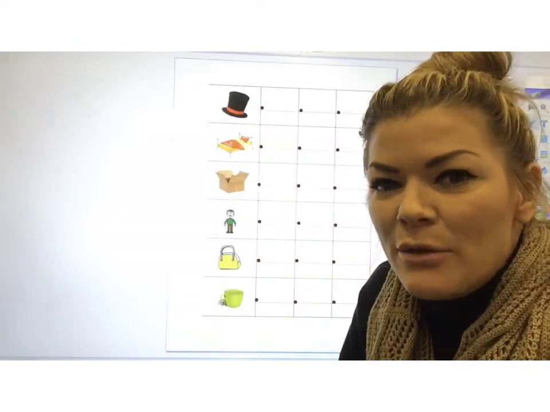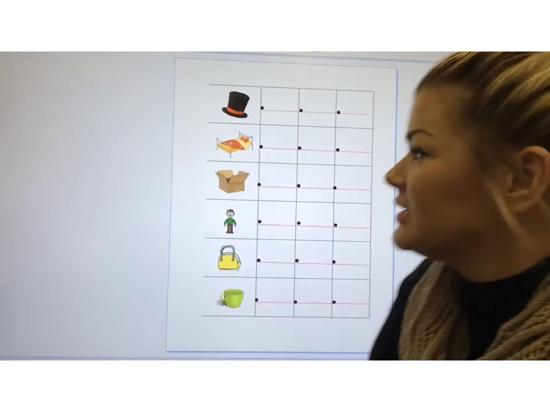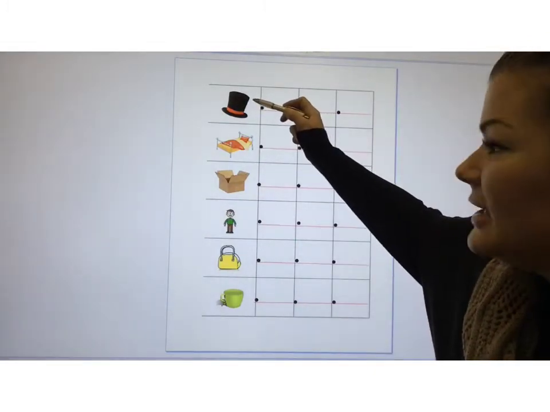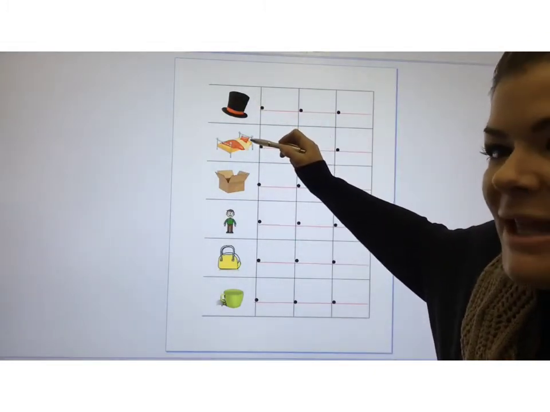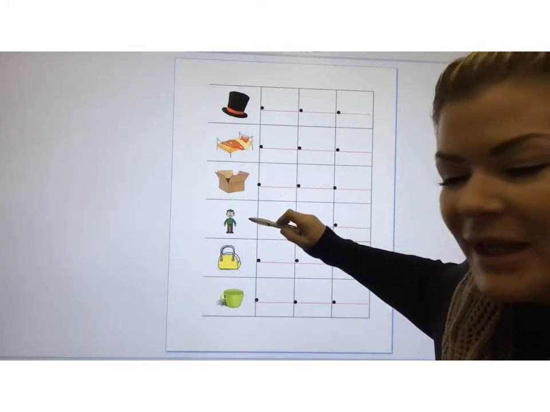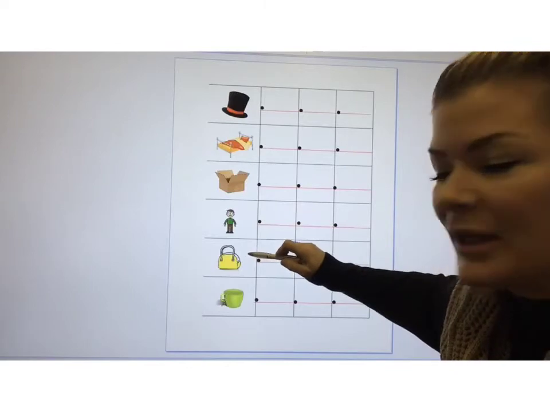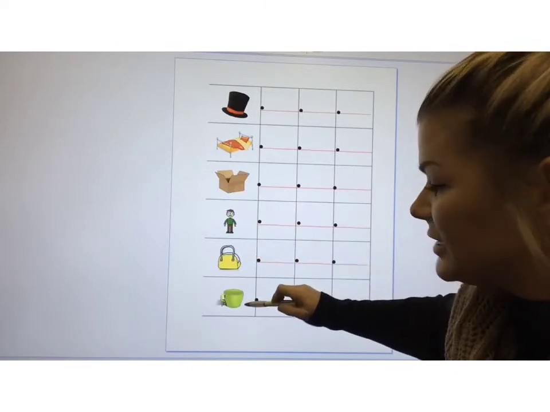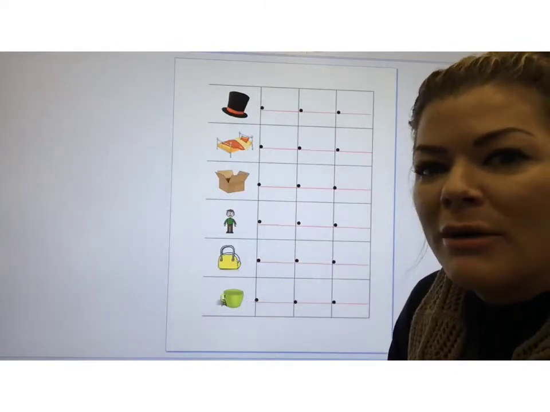Here's today's sheet, everybody. Let's look at the pictures first. We've got a hat. Bed, that's right. What's this picture? Box, lovely. Dad. Bag. And cup. Well done.